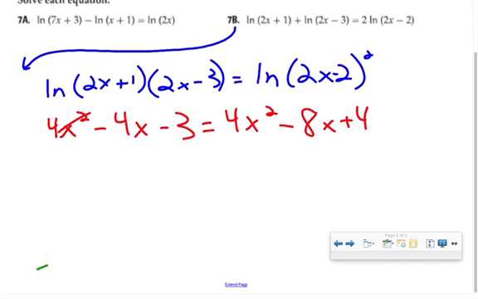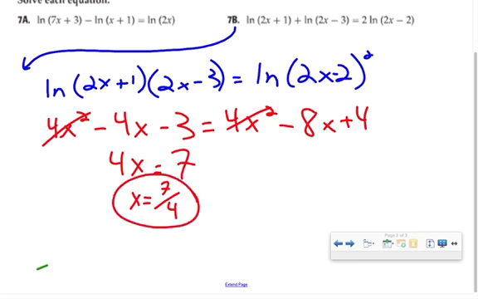And oh, this is convenient. I don't have a quadratic equation here. So I'm going to add 8x to both sides and have 4x. I'll add 3 to both sides and get 7. So x is 7 over 4. And when I plug that in anywhere, I don't see any instance where I'm taking the natural log of something that's not allowed. So it looks good.